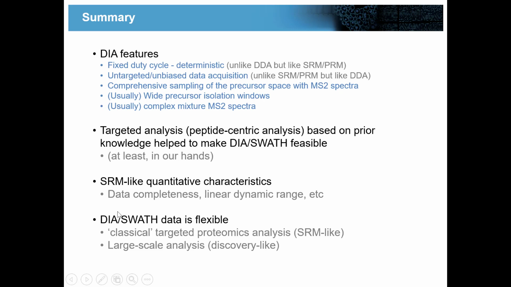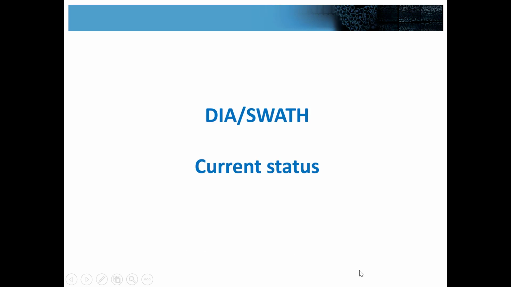And the main advantage, I think, is that the DIA data is flexible. So you can selectively extract sets of proteins that you want in a way that resembles more classical targeted proteomics like SRM. But you can also do large-scale discovery-like analysis. Okay, so what about the current status?